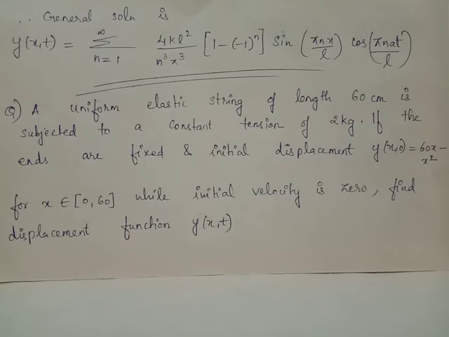Giving the expression of an and bn equals 0, in the Fourier series solution, we have the general solution written as y of x,t equals summation n ranging from 1 to infinity of 4kL square by n cube pi cube multiplied to (1 minus (minus 1) the whole raised to n) sin(pi n x by L) cos(pi n a t by L).